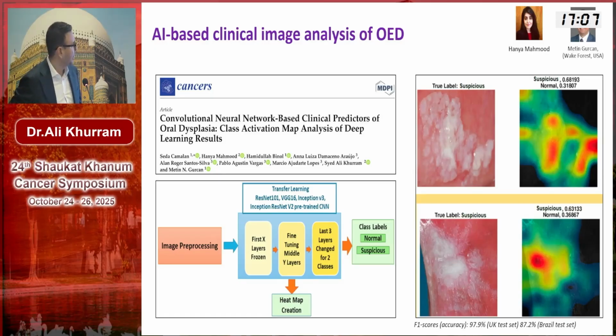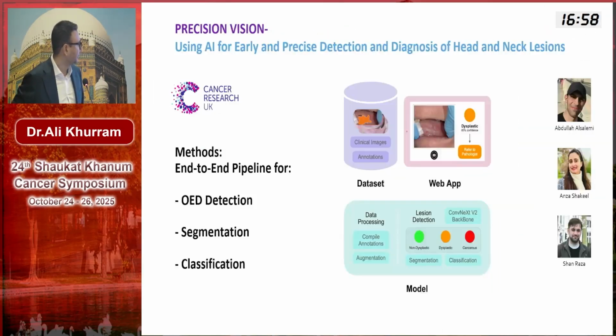And here you can see this white patch is being picked up by the AI model, and the red areas are indicating where the model thinks might be the most suspicious looking areas. And then we built on this work, got some more funding from Cancer Research UK, in which we have developed this automated pipeline in terms of the clinical image going in the model, but not only just identifying whether it's dysplastic, but also trying to now predict the behavior and prognosis of the lesion as well, and whether it's going to become malignant or not.